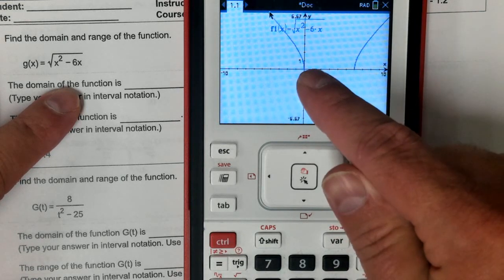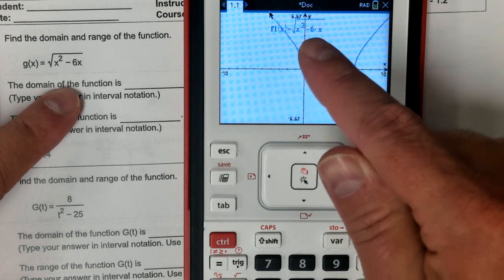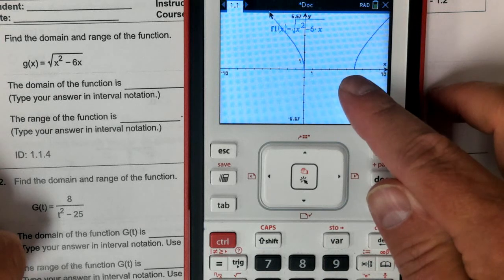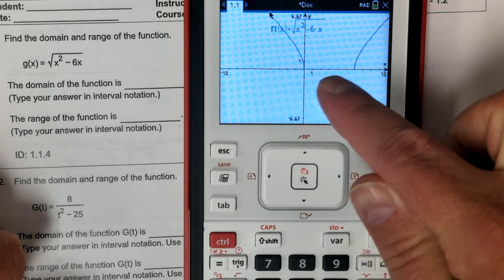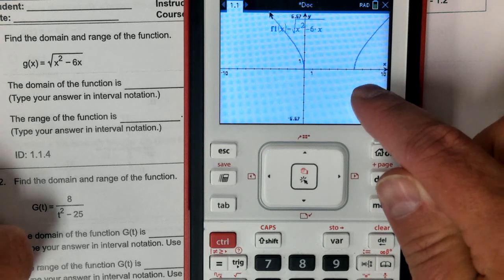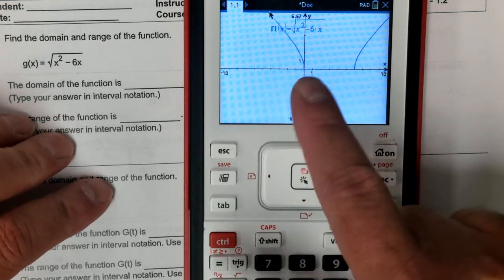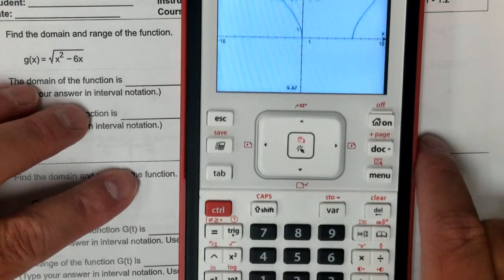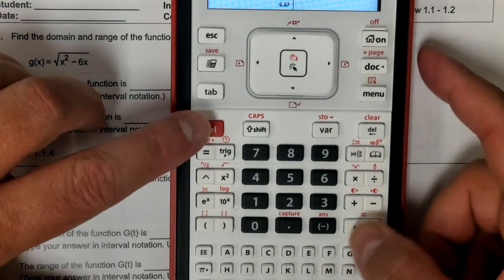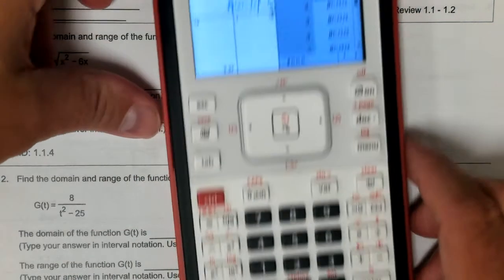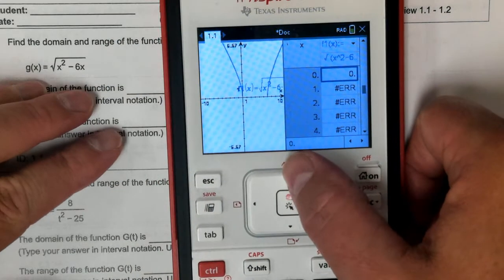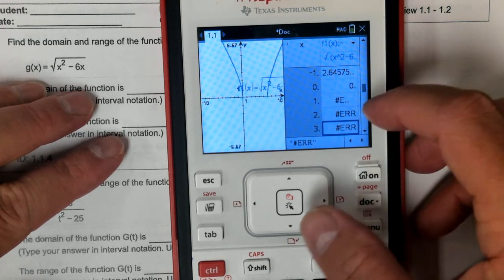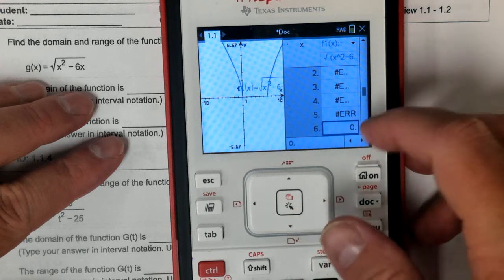So that point is 0, and if I plug a 0 in, I can see it be 0. And this one, 1, 2, 3, 4, 5, 6. Looks like it'd be 6. So it appears to be anything to the left of 0 and anything to the right of 6. Let's check that out in the table. Control T. So at 0, it had a value of 0. Then it was undefined in between, and at 6 it had a value.